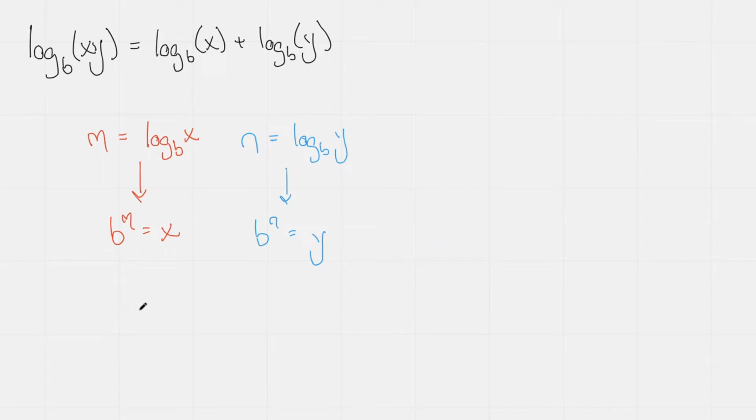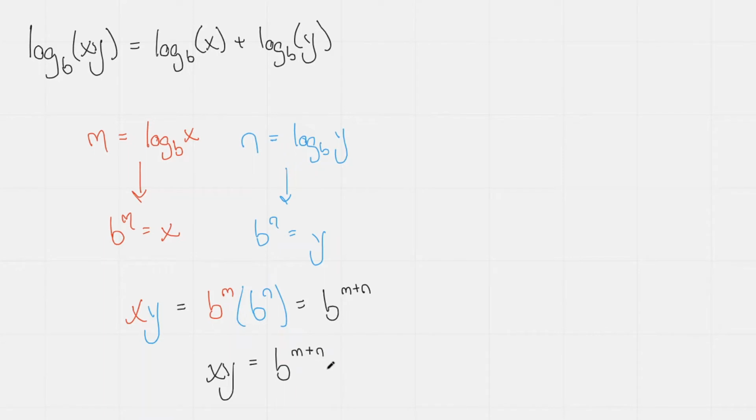Well, now let's take the product of x and y, since our original law actually has the product of x and y in it. Let's see what happens. So, x times y implies that b to the m times b to the n, which through the product of powers law we can say is just equal to b to the m plus n. And so we can say that xy is equal to b to the m plus n.